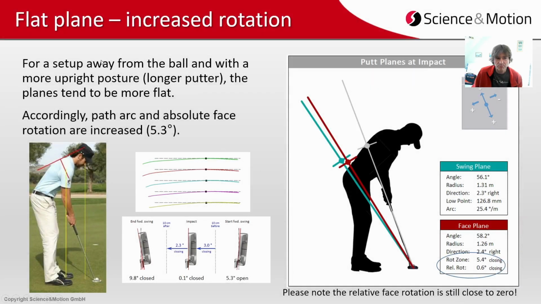And for a setup more away from the ball, if you play a longer putter or if you have a more upright posture, these planes tend to be more flat. You have more arc, you have more rotation, and the planes have now an angle of 56 and 58. Relative rotation still around 0, but increased absolute rotation with 5.4.